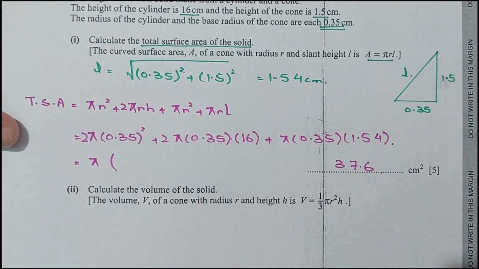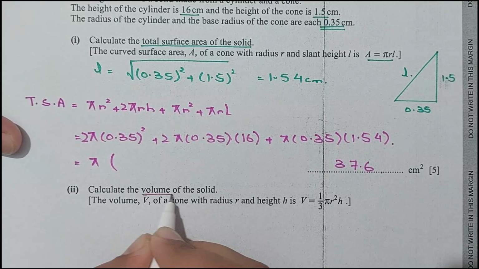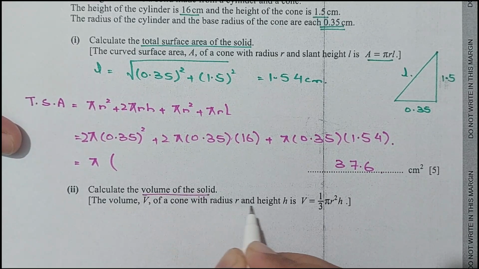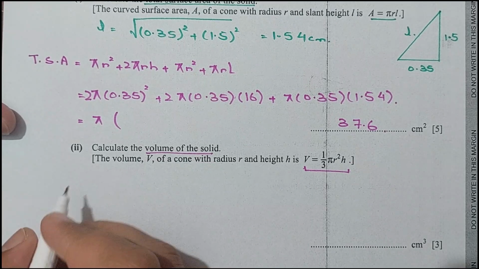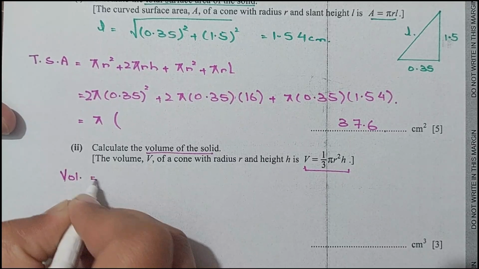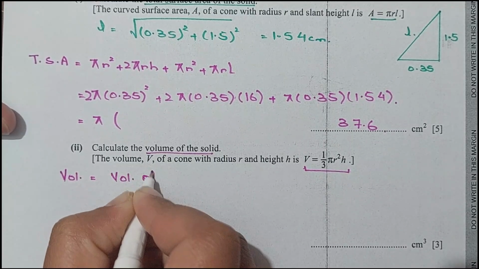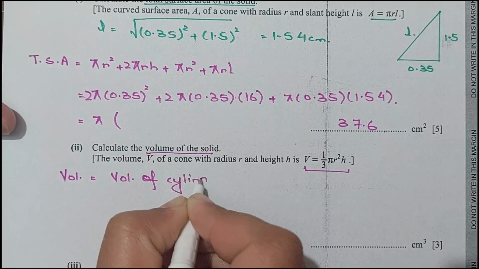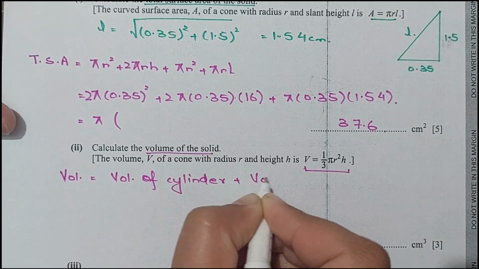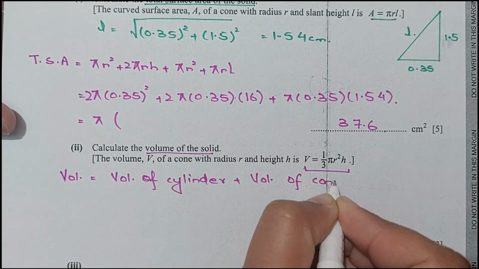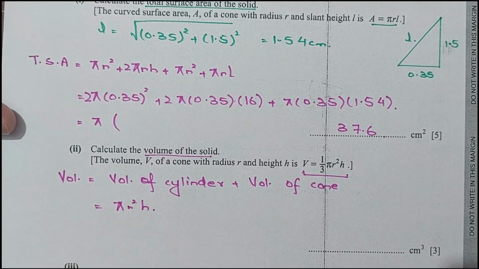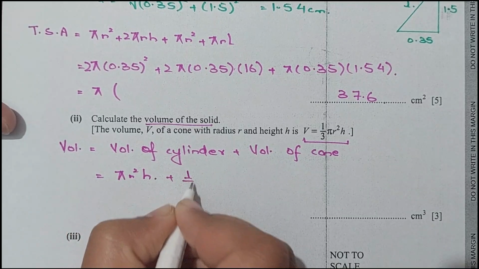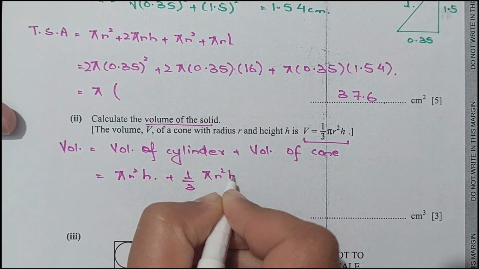Okay, now the second part, calculate the volume of the solid. The volume of the cone is given. We have to find the volume of a solid. So the volume of the solid is the volume of a cylinder plus the volume of a cone. Volume of a cylinder is pi r square h, and cone is 1/3 pi r square h.